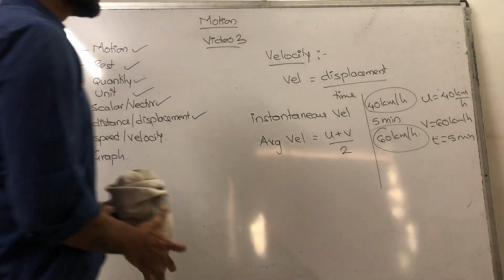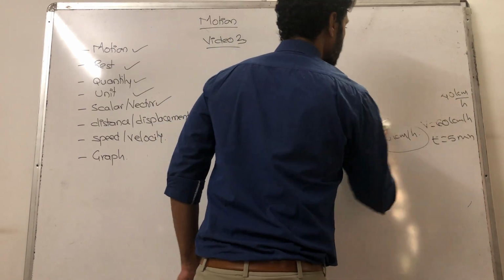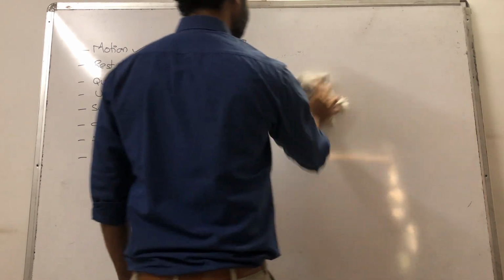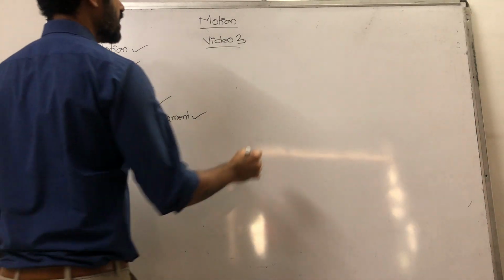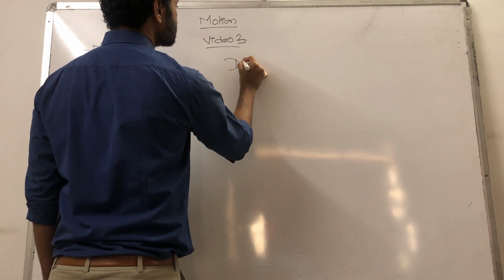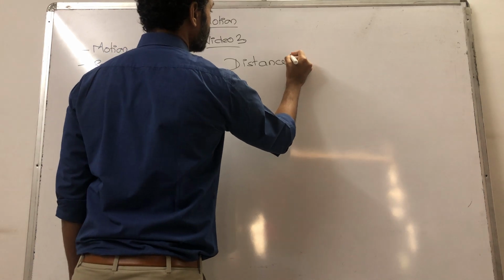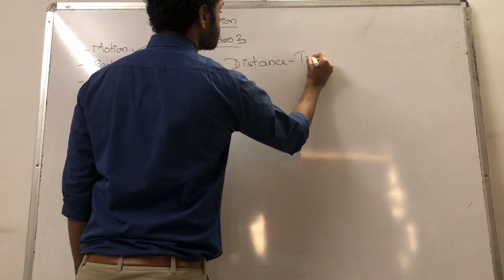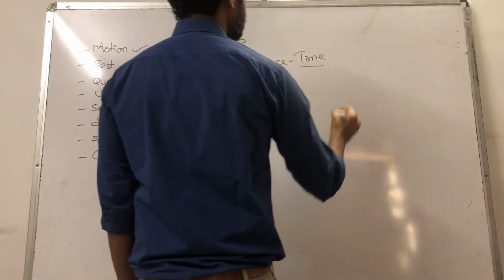Now in the next topic we will look at a few graphical representations. First graphical representation that we are going to look at is the distance time graph. Distance time graphs for different motions.